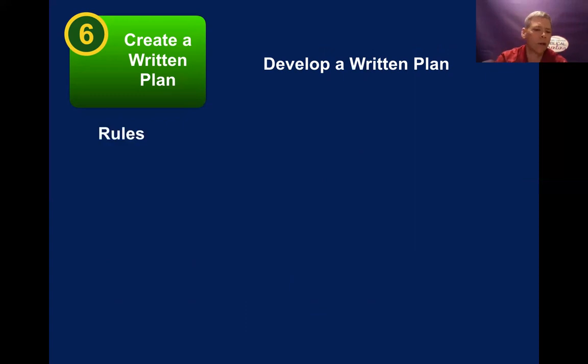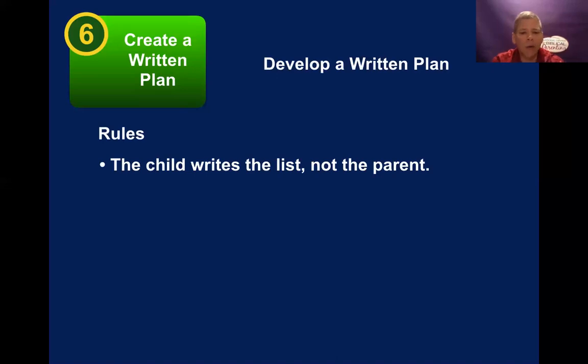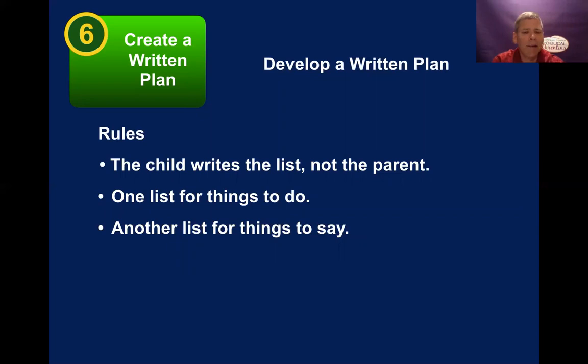I would suggest there are some helpful rules or guidelines for developing the written plan. And number 1 is the child writes the list, not the parent. So you want the child writing down the list. You can give him ideas, but he needs to write down the things on the list that he's going to do or say when he's faced with the challenge of the annoying brother, or when his brother does something that's wrong, or comes into his room when he doesn't want him to, or takes a CD without asking. What are you going to do in that situation? So maybe it's two lists. One list of things to do and the other for things to say.